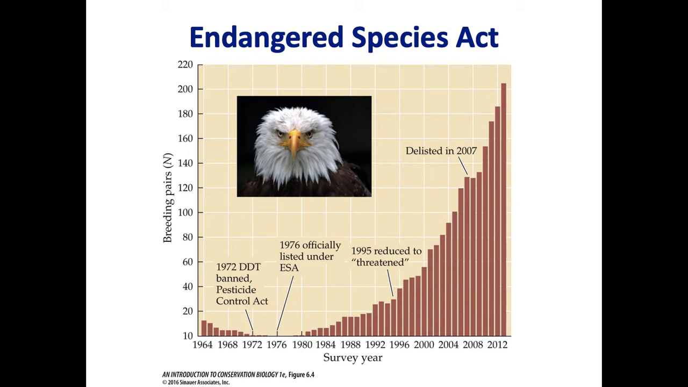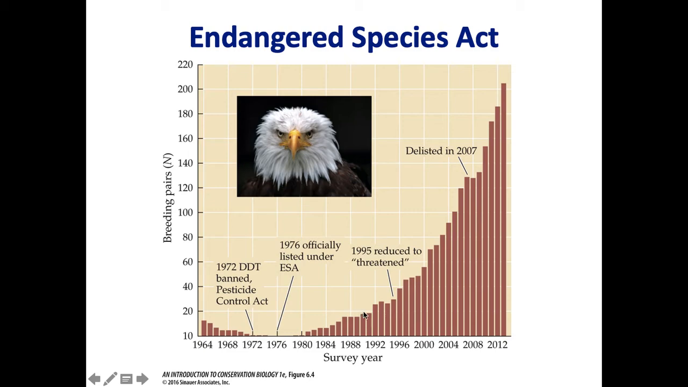So I said the Endangered Species Act was passed in 1973, but it took a little bit to get the personnel going and to start getting a list going of actual species to protect. So in 1976, bald eagles were listed under the Endangered Species Act with the initial group that included things like alligators and manatees. And you can see that it took a little bit, but things started getting better in the 1980s, and we had more bald eagles.